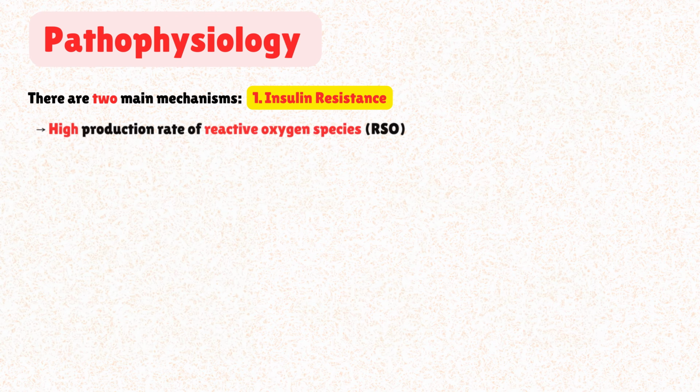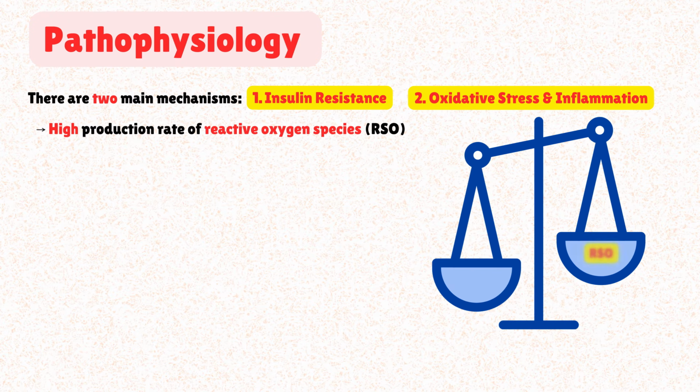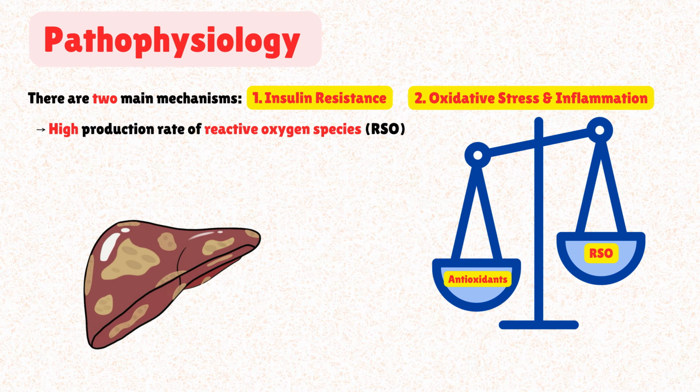The second hit is oxidative stress and inflammation. Oxidative stress occurs when there is an imbalance between the production of reactive oxygen species, which are often referred to as the bad guys in our body, and the body's ability to neutralize them with antioxidants. In the context of fatty liver disease, this imbalance is exacerbated by the accumulation of fat in the liver.